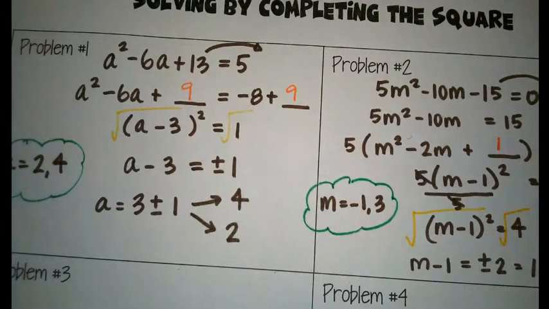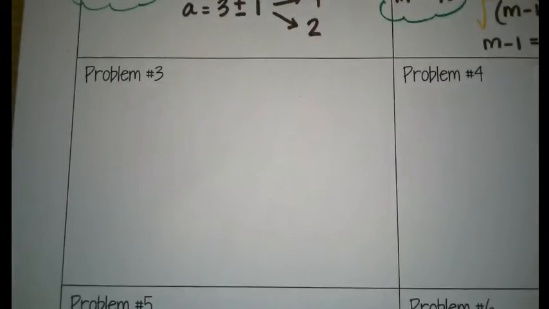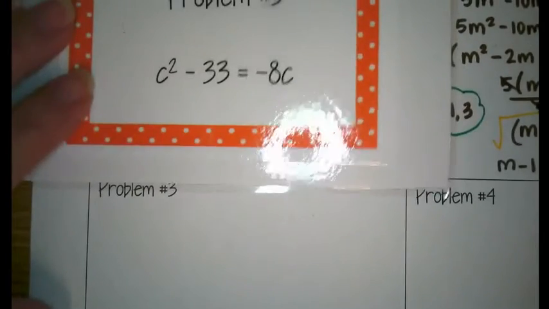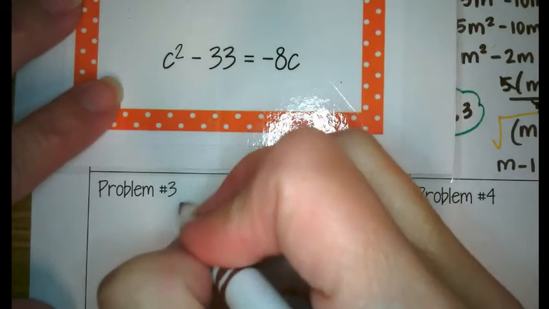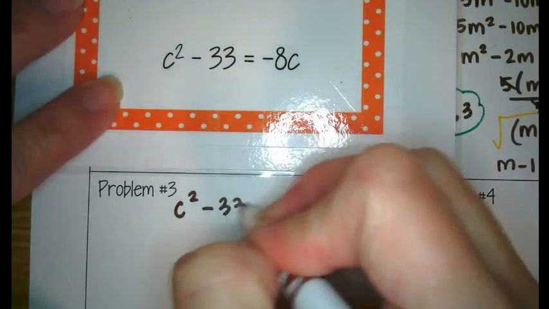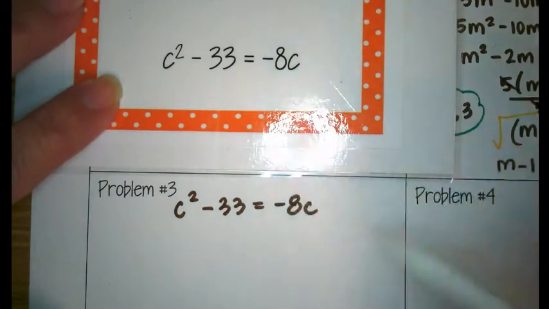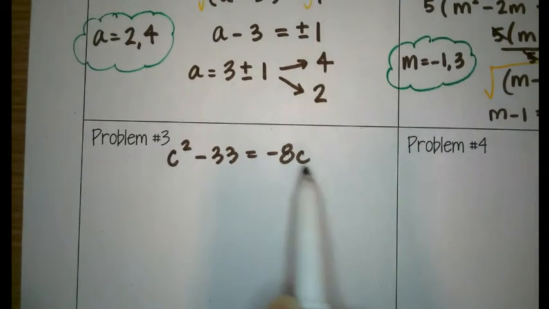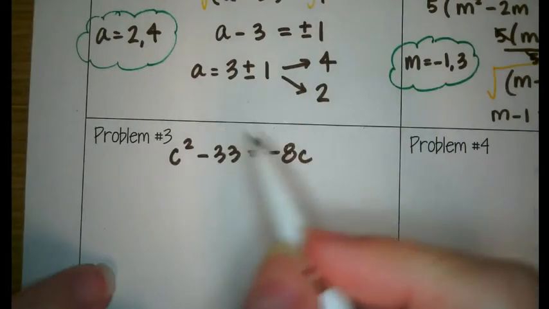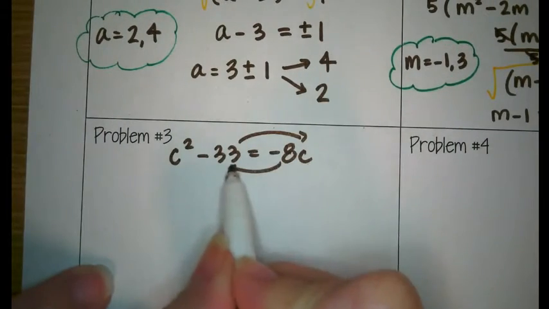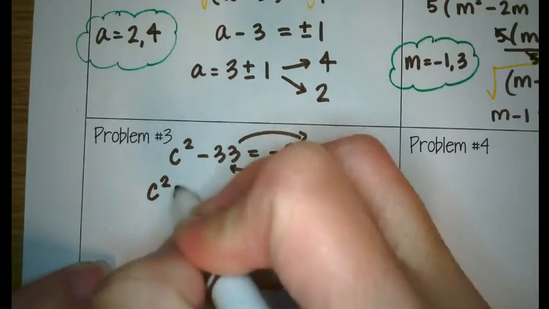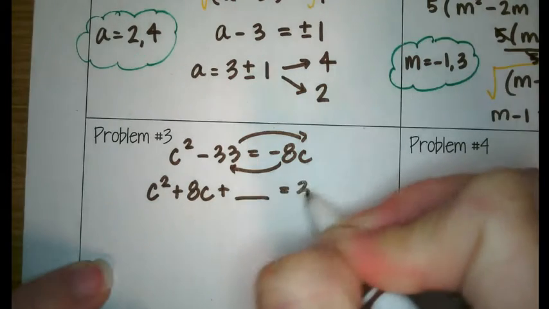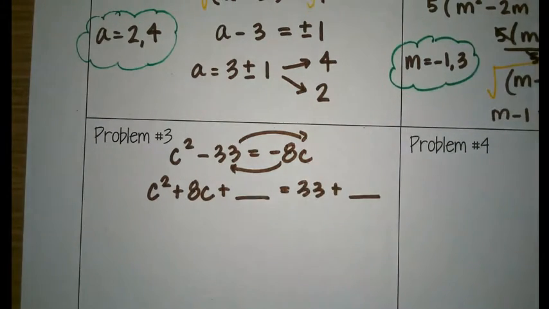All right, moving on. Problem number 3. Here's question number 3. It was c squared minus 33 equals negative 8c. All right, so the deal is that I need the 33 on the other side and the 8c over here with the c squared. So I'm going to get c squared plus 8c plus the blank equals 33 plus the blank.